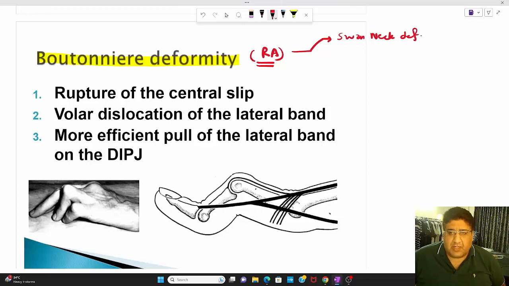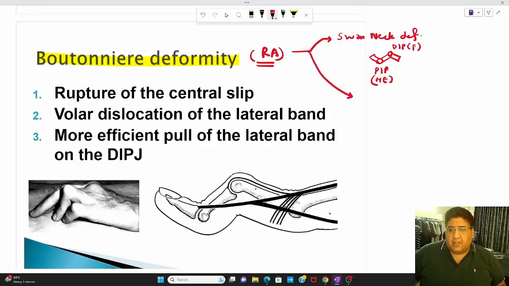Now, what happens in swan neck deformity? The DIP goes into what? Flexion. So obviously the PIP will go into what? Hyperextension. So you will have PIP in hyperextension in swan neck, and you will have DIP in flexion. That is what is called swan neck deformity.